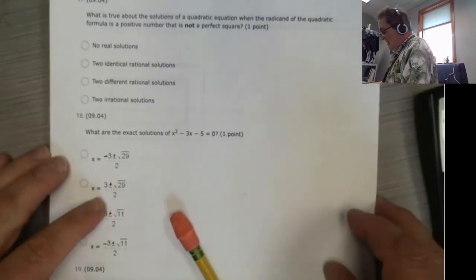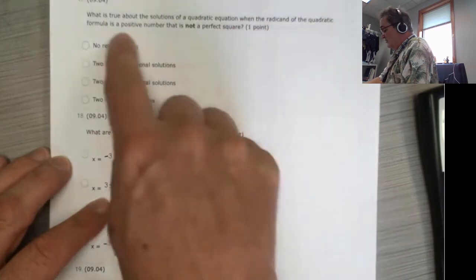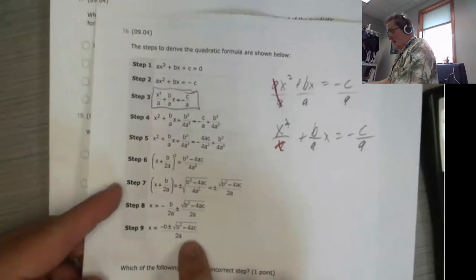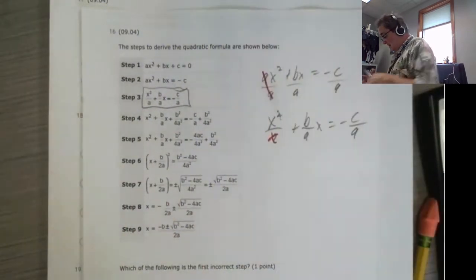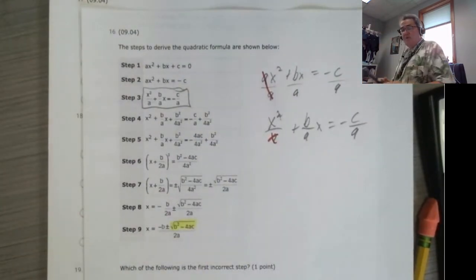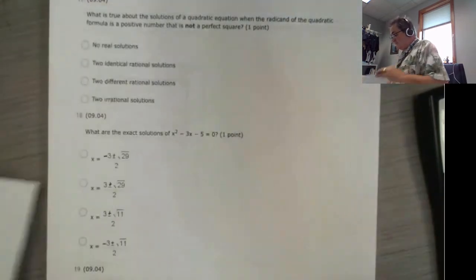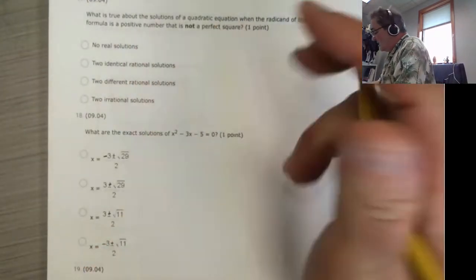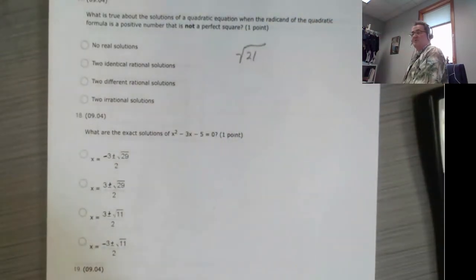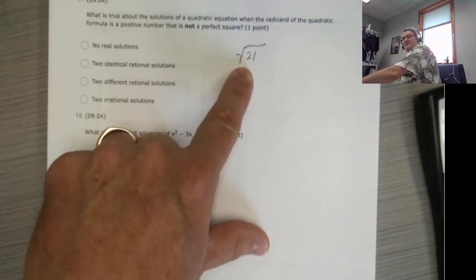Number 17. What is true about the solutions of a quadratic equation when the radicand of the quadratic formula is a positive number that's not square? So when we get down to the bottom of this, the radicand is this highlighted portion, right? Everything under the radical, under the square root. What if that number underneath there is a positive number, but not a perfect square? Let's say 21. That's not a perfect square, but it is a number you can find the square root of.